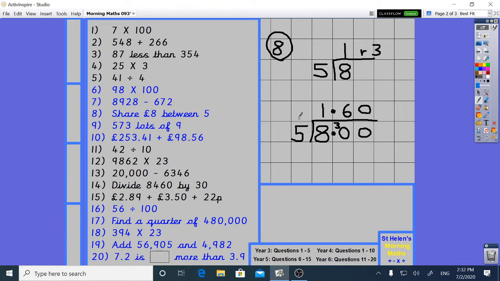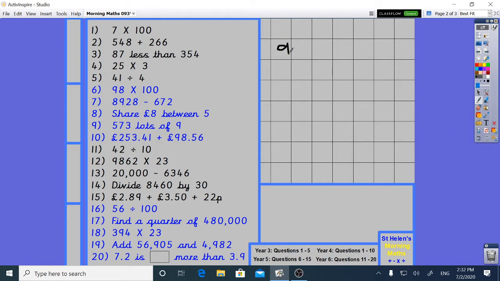It's £1.60. So if you know this little trick that the 8 can become 8.00, then you can get an accurate decimal answer when you divide money. Maybe you didn't know that before. Maybe you did. We'll do some more of those in future days.